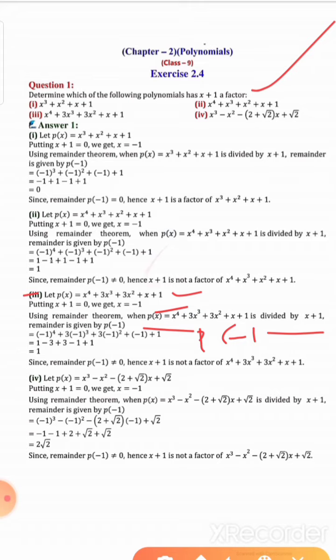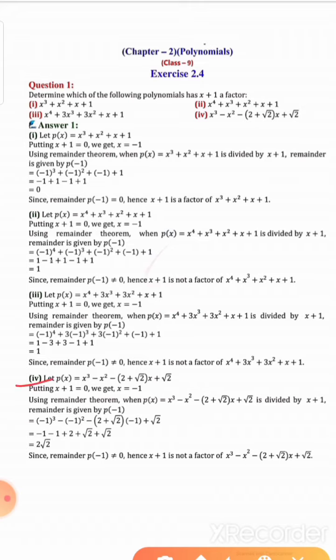Substituting the value x equal to minus 1 in our polynomial p of x, we get p of minus 1. Write this step: minus 1 whole raised to 4 plus 3 into minus 1 whole cube plus 3 into minus 1 whole square plus minus 1 plus, in the bracket, minus 1 plus 1. Simplifying this step, we get the answer 1. It means p of minus 1 equals 1, which is not equal to 0. So since the remainder p of minus 1 is not equal to 0, hence x plus 1 is not a factor of our polynomial p of x.